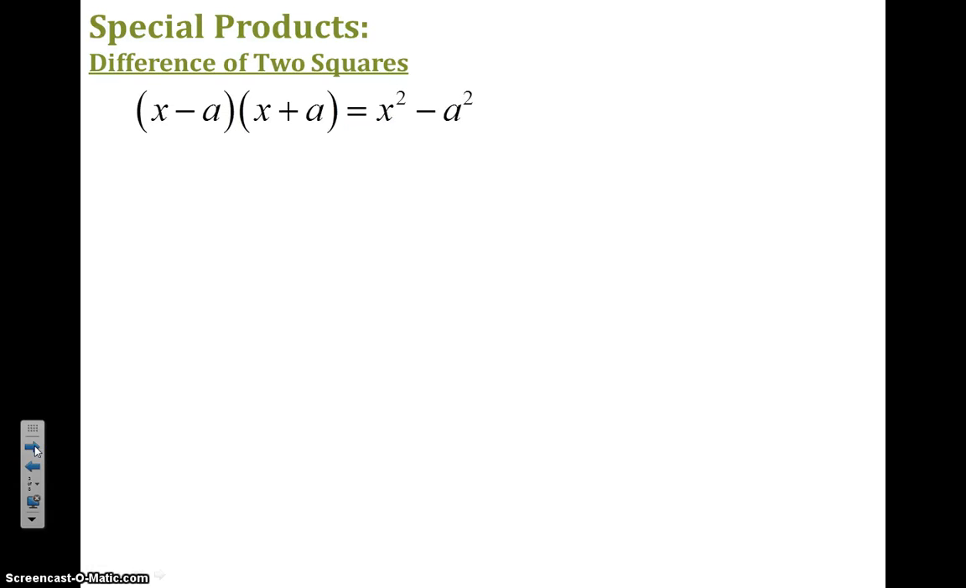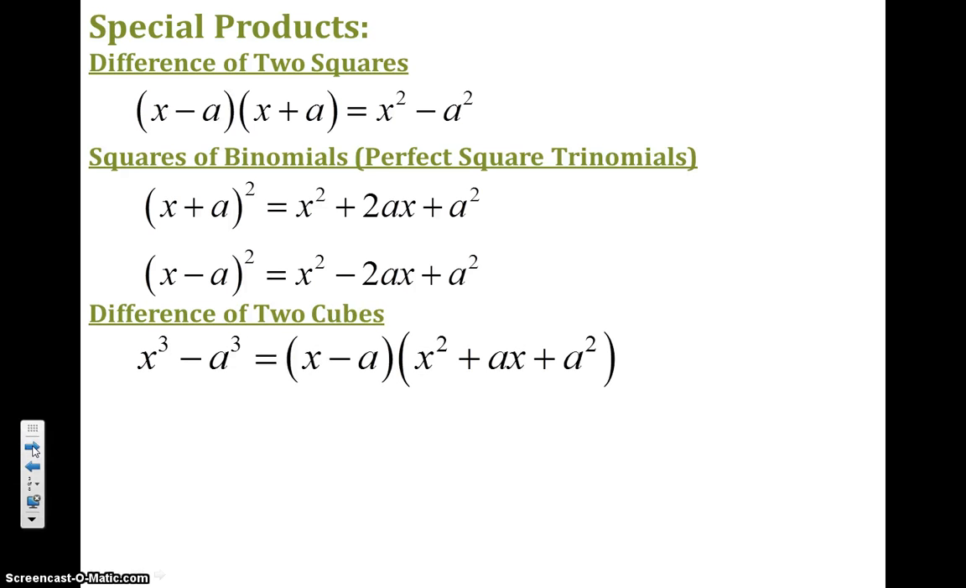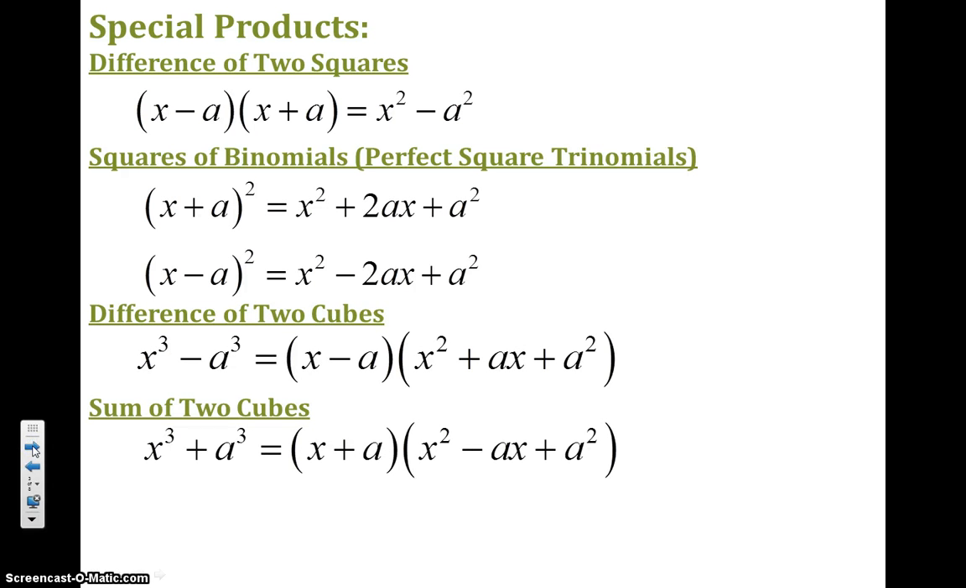So we have our special products that are ways that we can factor. A couple of these are reviews. We have the difference of two squares. We also have squares of binomials, perfect square trinomials, so these are special cases as well. Two new ones that we have are the difference of two cubes and the sum of two cubes. Now, in terms of factoring, you're going to want both terms to be perfect cubes, whether that's from the difference or the sum, and then you're going to factor into a binomial and then a trinomial for each of these.